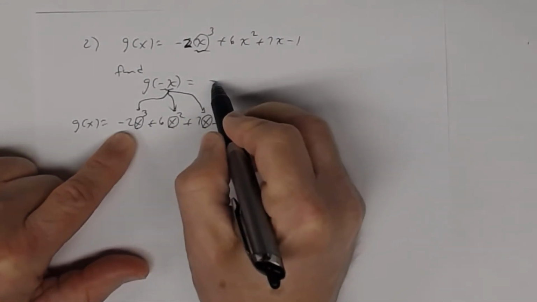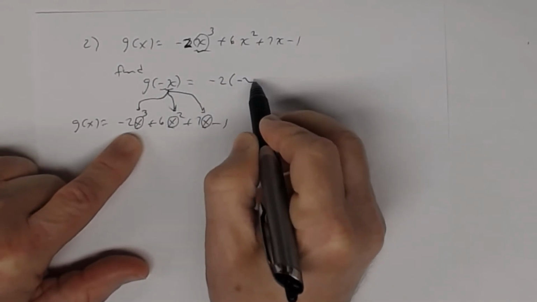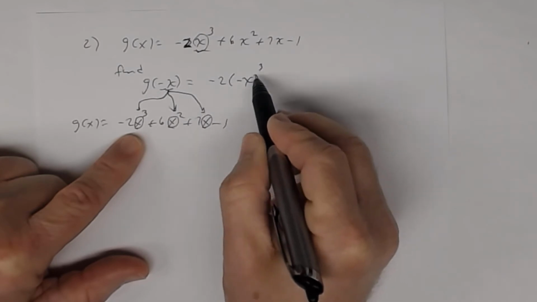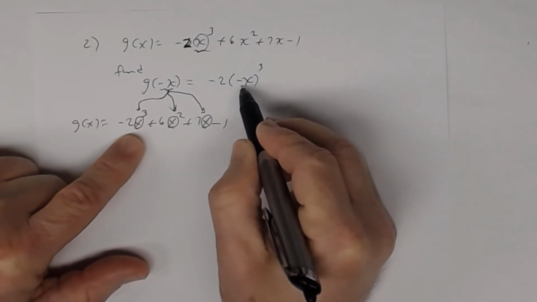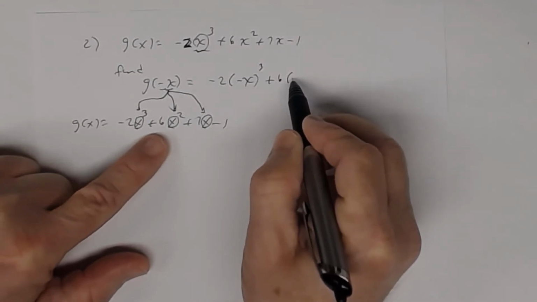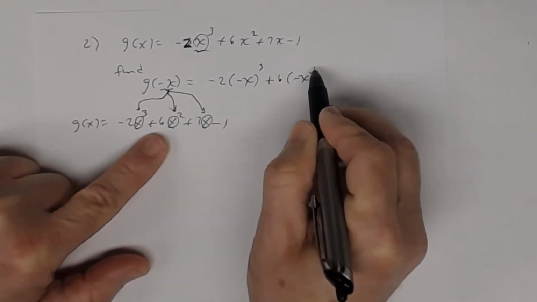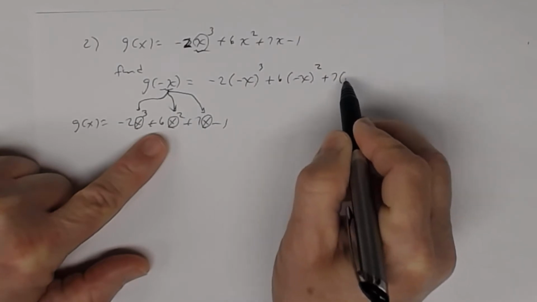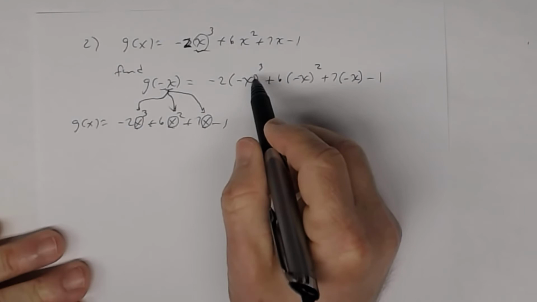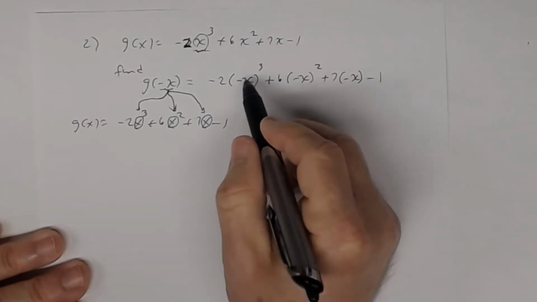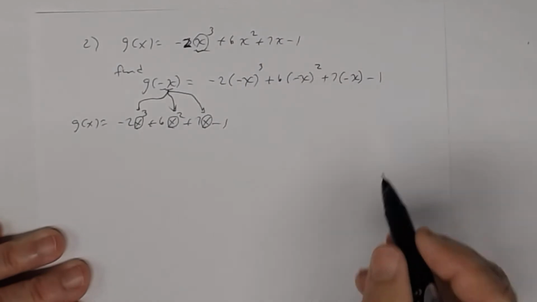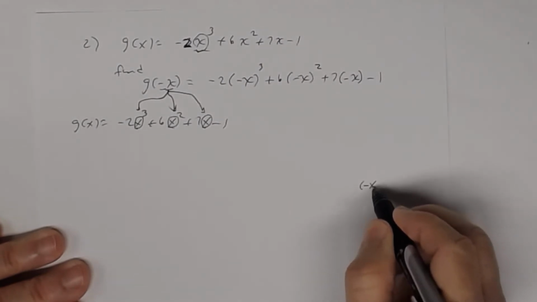So I get negative 2, put in parentheses, negative x, and remember that's being cubed. All right, so negative 2 times negative x, I'm just substituting, cubed, plus 6 times in parentheses, negative x, squared, plus 7 times in parentheses, negative x, and then minus 1. And then let's go ahead and remember you gotta do the exponent before you multiply. So let's go ahead and figure out what negative x cubed is. I'm gonna go off to the side here and figure out what negative x cubed is.